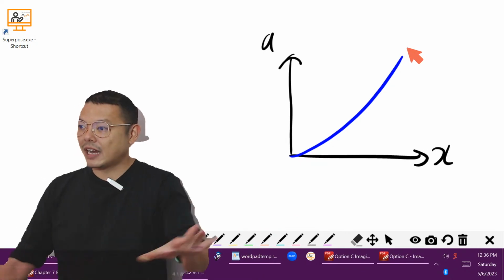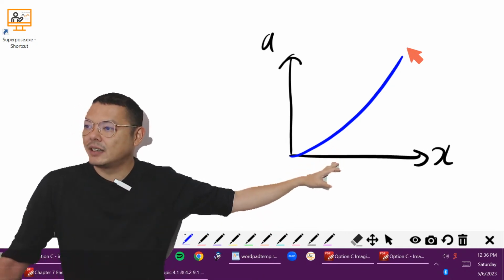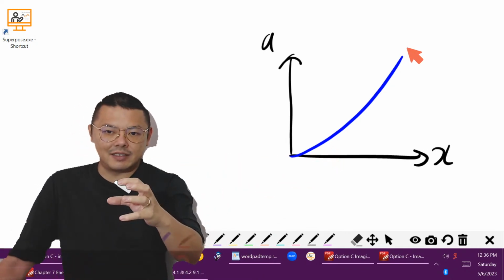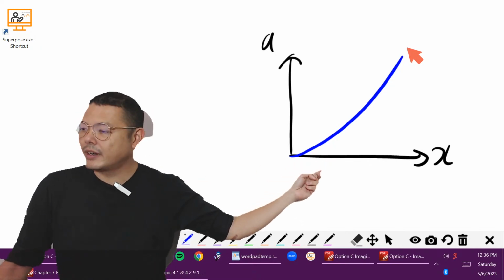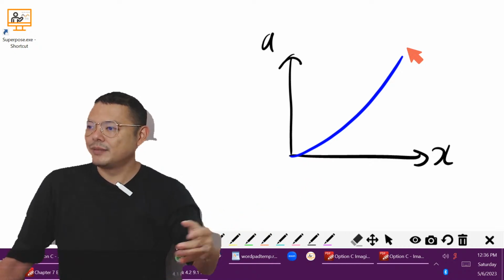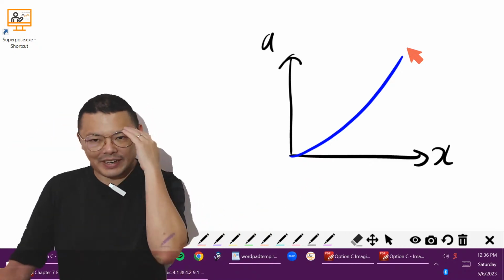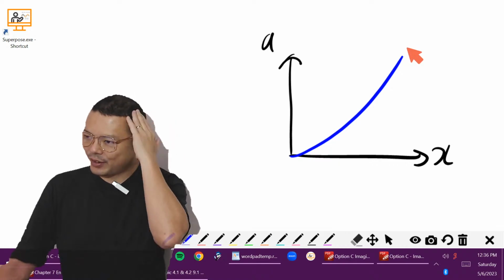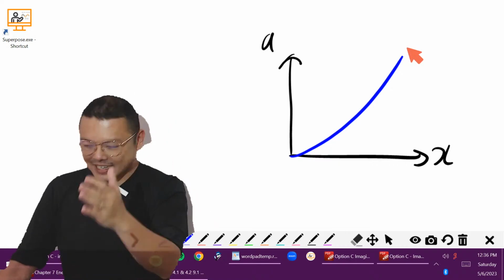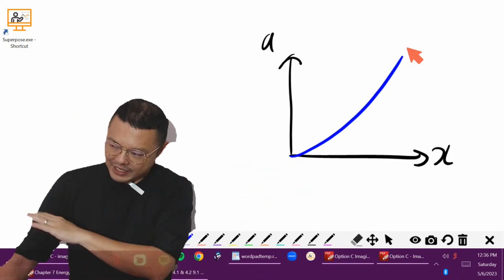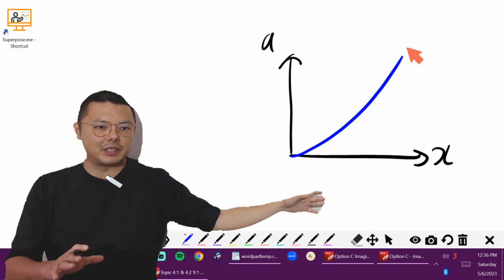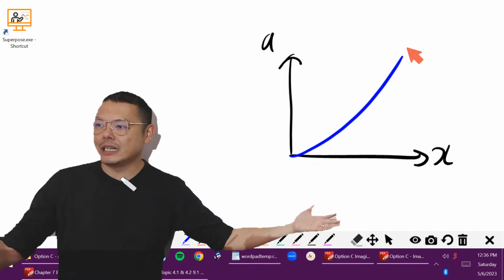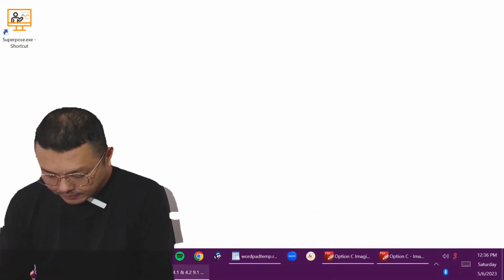So if I tell you, I have an object that does this thing, is it SHM? No. Why not? Because it's not directly proportional. It's a very logical thing: if yes means yes, if no means no. So if it's not directly proportional, it's not SHM. It could be some sort of oscillation, for all I care, but it's not SHM. Okay?